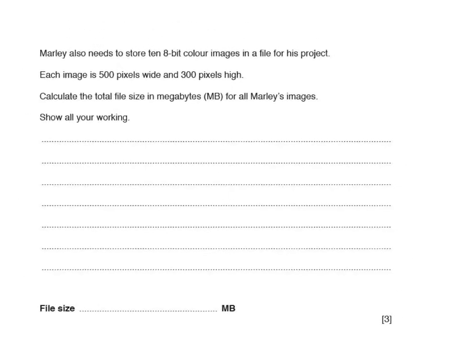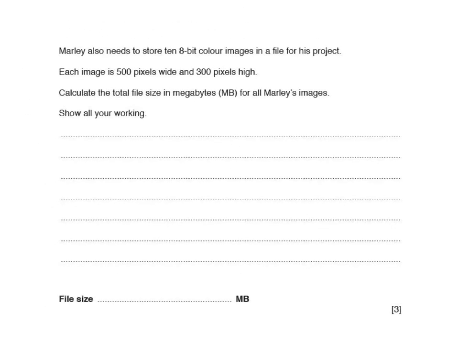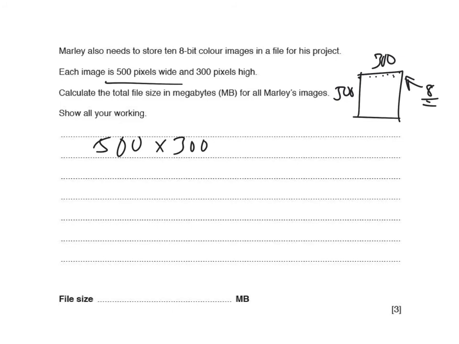Another calculation, make sure you show all your work in here because you can pick up marks even if you get it incorrect. So we've got an image 500 pixels by 300 pixels, and it tells us that every pixel on there is 8-bit color depth, so it uses 1 byte per pixel. So we've got 500 times 300 to calculate the number of pixels, and so that gives us 150,000 pixels.